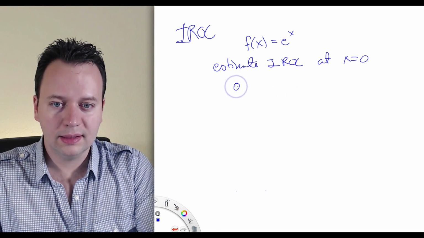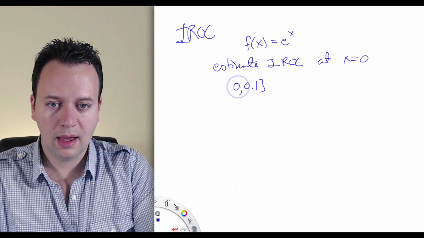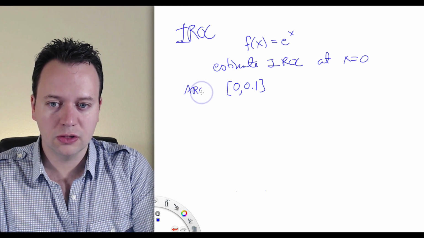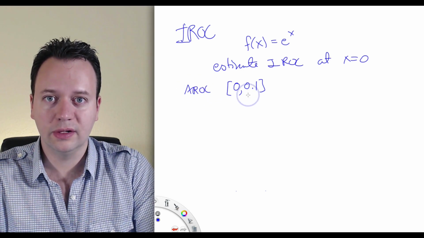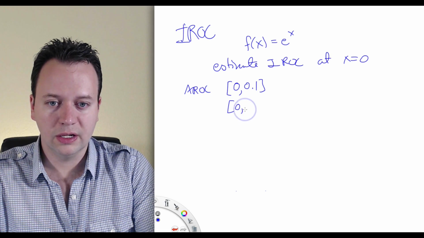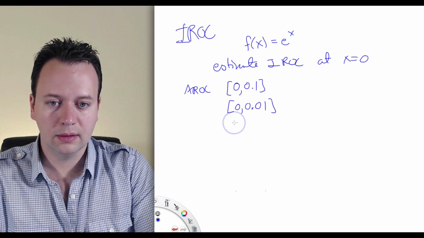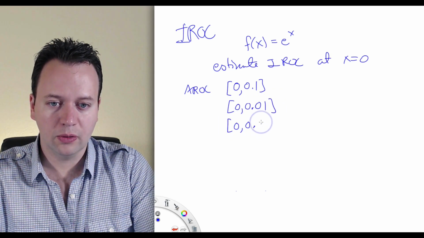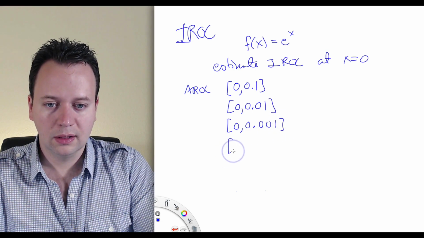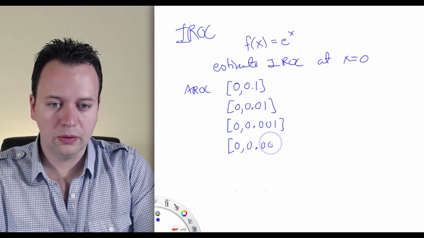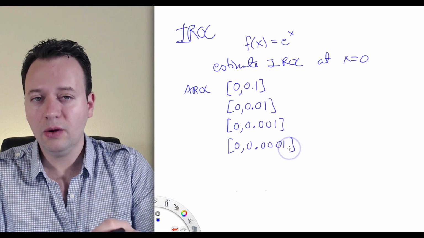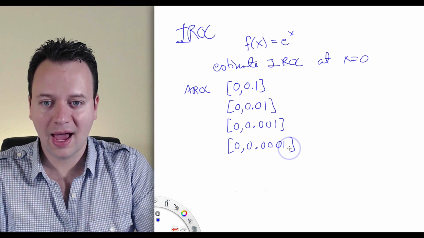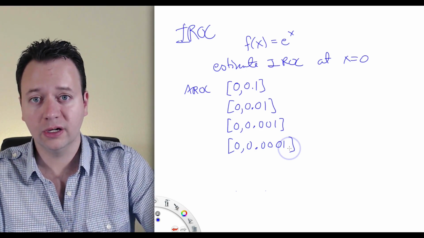So we can make a table and consider the average rate of change over the interval 0 to 0.1, or 0 to 0.01, 0 to 0.001, 0 to 0.0001, until we see what happens as those average rates of change level out to a particular value.